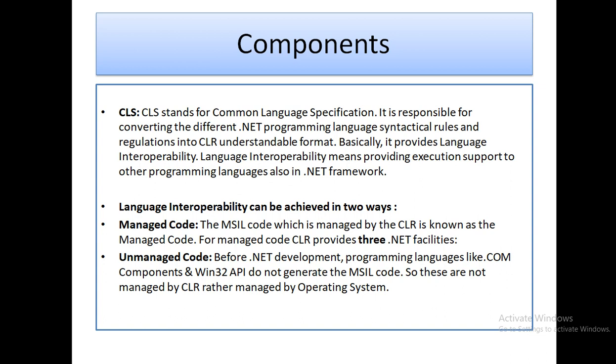I'm very sorry for my slip of tongue. Okay, so it provides language interoperability. Now what is language interoperability? Language interoperability means providing execution support to other programming languages also in the .NET framework. Now there are two types through which you can achieve language interoperability. Okay, one is managed code, another one is unmanaged code.